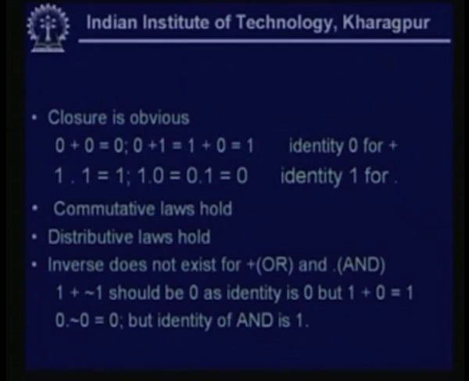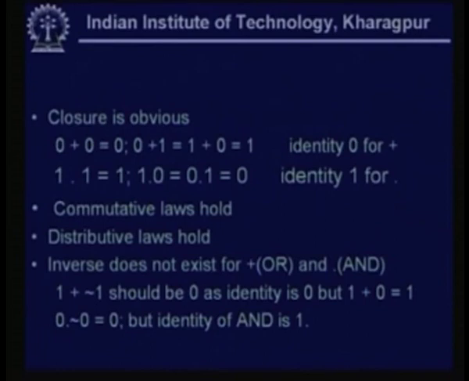From that, if we take 0 plus 1 is equal to 1 plus 0, and this is 1. Similarly, if we take dot, then 0 dot 1 equal to 1 dot 0 equal to 0. So, the commutative law holds. Distributive laws hold. We will be seeing this property later.